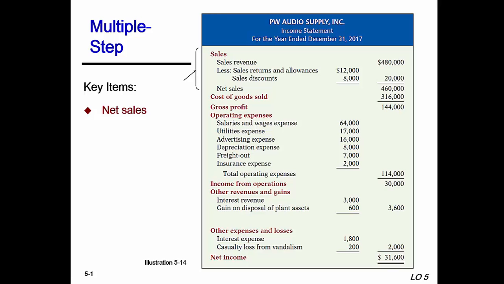Let's dive a little bit more deeply into the details of a multiple step income statement. First of all, in the top part of the statement, you'll have the name of the company, the title of the statement, and the period of time ended on a particular date. You start out calling out sales and subtract sales returns and allowances and sales discounts to arrive at net sales. Then you subtract cost of goods sold and you get gross profit. So that, as I indicated, is a pretty important term.